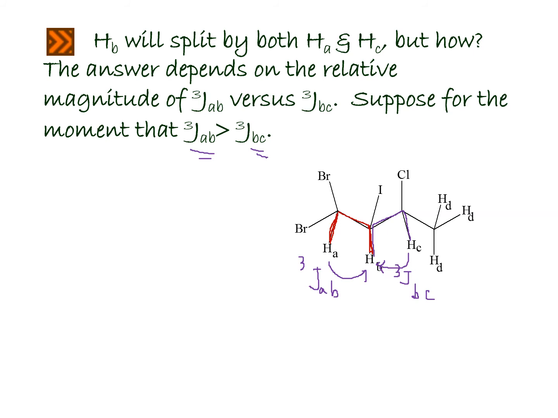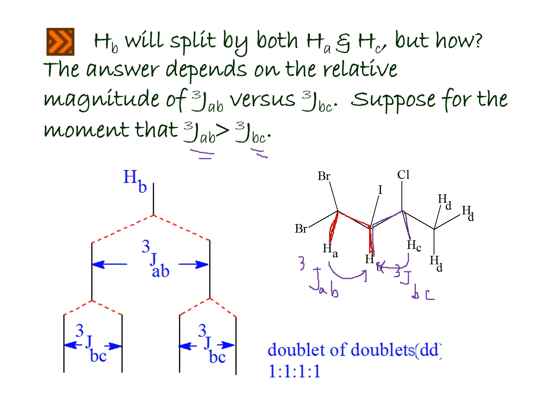Then B will split by A to a doublet, and then each line of this will split by C into another doublet. So how many lines do we have here? 4, in 1-to-1-to-1-to-1 ratio. We call it a doublet of doublets. 4 lines in 1-to-1-to-1-to-1 ratio.